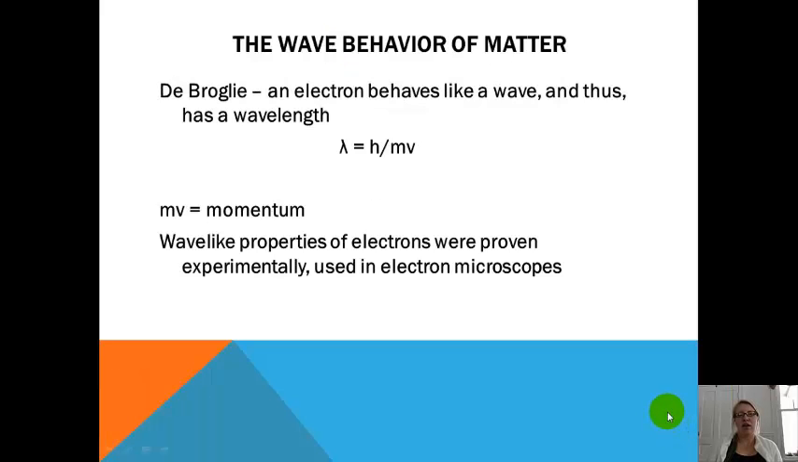De Broglie, however, came up with the theory that an electron behaves like a wave, and so it has a wavelength, and you can find the wavelength of an electron by dividing Planck's constant h by the momentum of the electron. And these wavelength properties were actually proven experimentally.